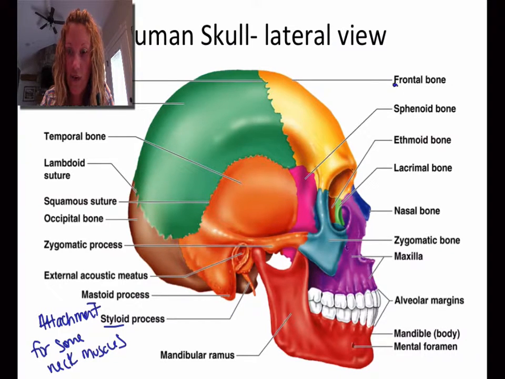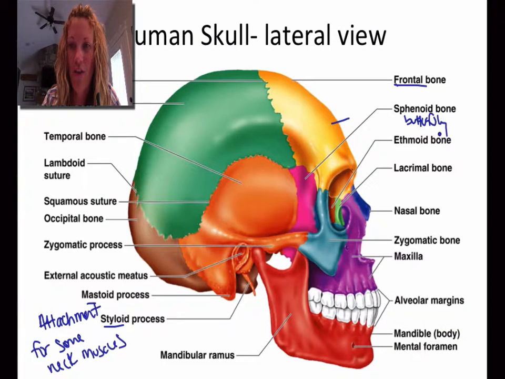Okay, then let's move up here to the frontal bone. The frontal bone is this yellow bone right here, and hopefully that's pretty obvious. It's going to make up your forehead. Then we have the sphenoid bone. The sphenoid bone is in the shape of a butterfly.